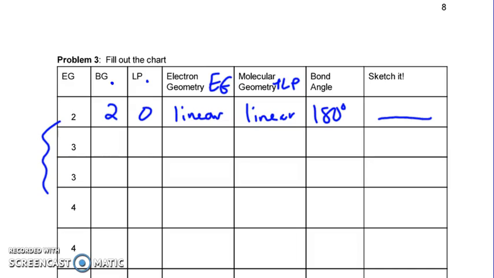Probably when I made out this chart, I should have put an extra space in for the 3s. If we have 3 and 0, it's going to be trigonal planar, just like we showed you earlier. So let's see what happens when we have 2 and 1. Again, notice that these 2 will always add up to the electron groups.